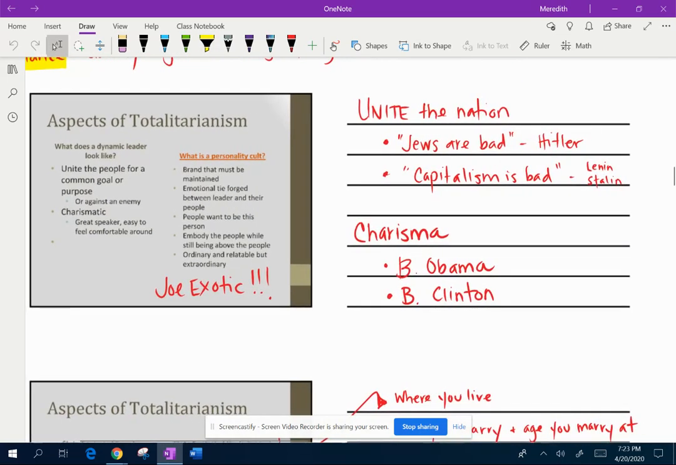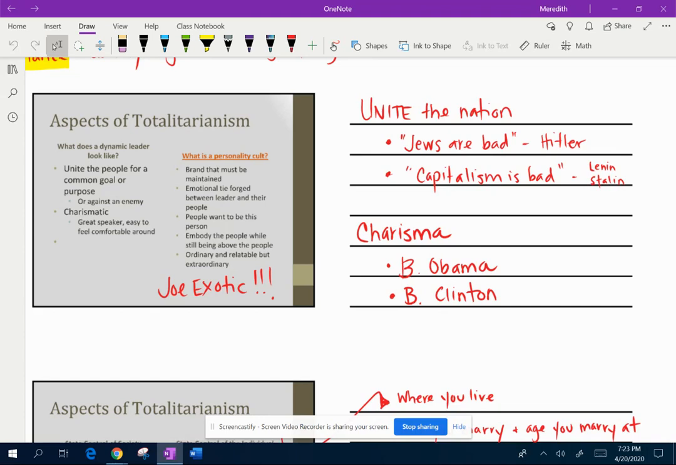In the last slide or two, we were talking about what a dynamic leader looks like. And I was like, I have a slide that can explain it better than me just talking about it. And this is that slide. So this is going to be aspect number two. And so that dynamic leader unites the nation. And just like the example that I gave in historical context, Hitler didn't actually say Jews are bad, but that was his general theme. And so he united Germany in the 1930s behind the idea of anti-Semitism.